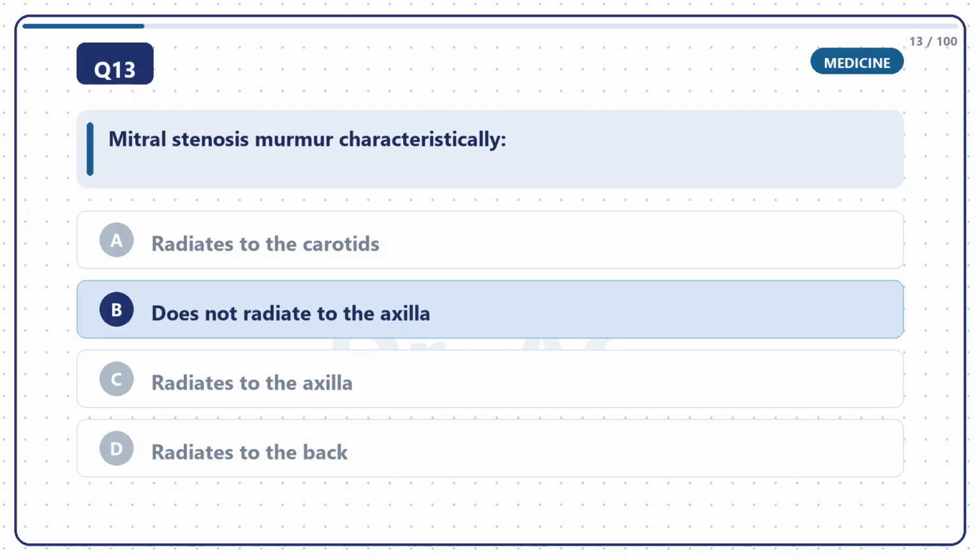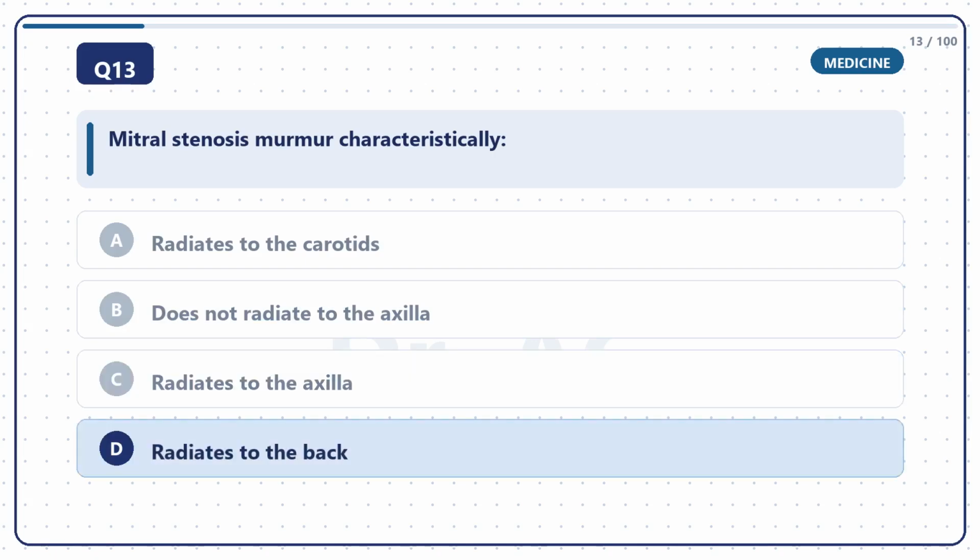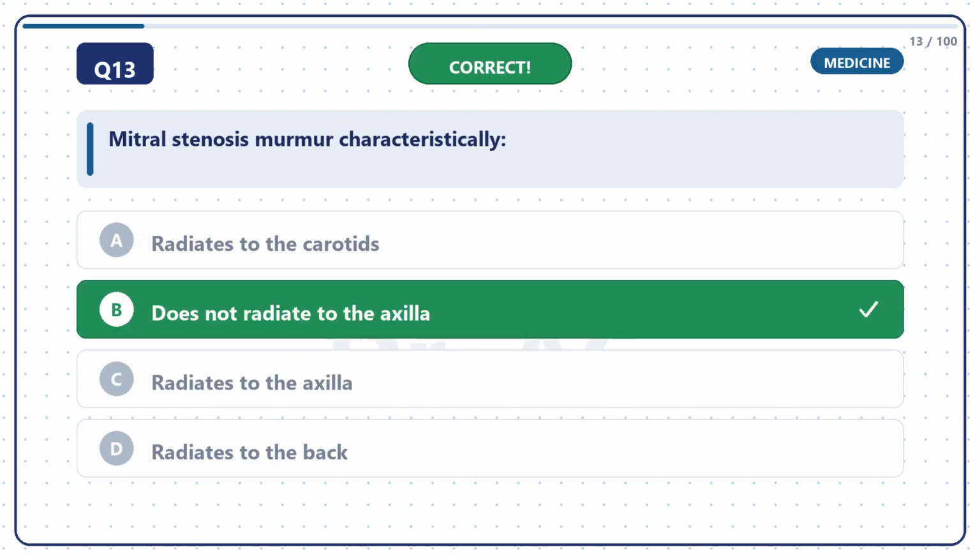Option B, does not radiate to the axilla. Option C, radiates to the axilla. Option D, radiates to the back. The correct answer is option B. Does not radiate to the axilla.